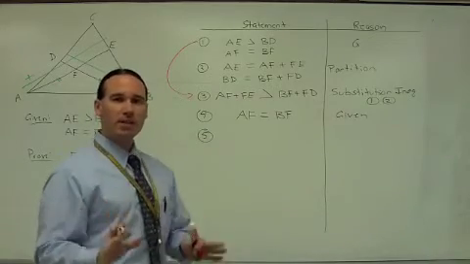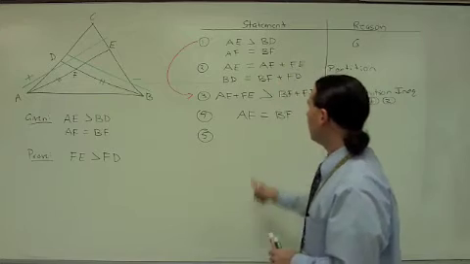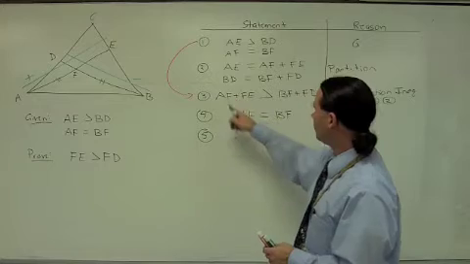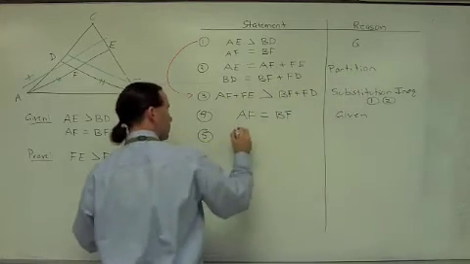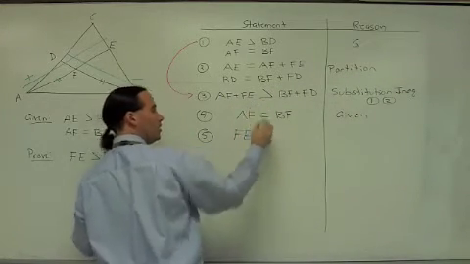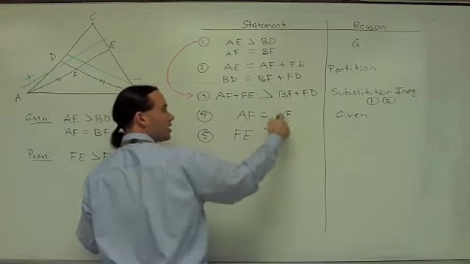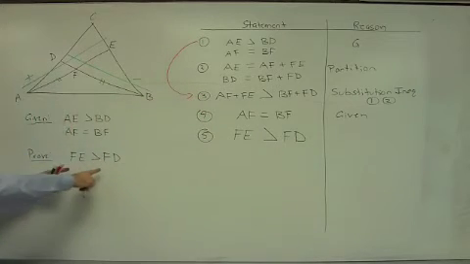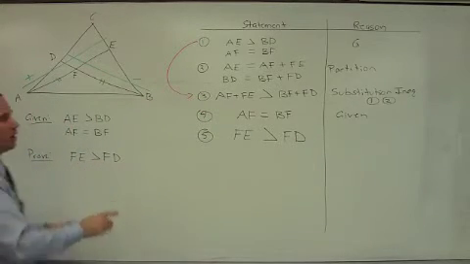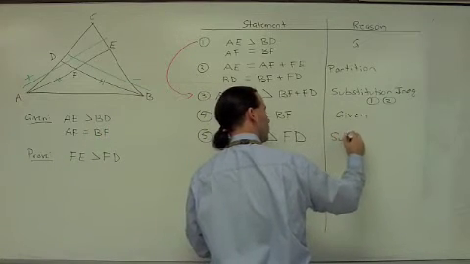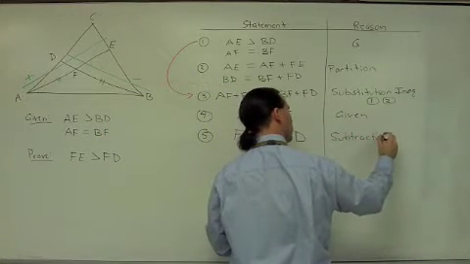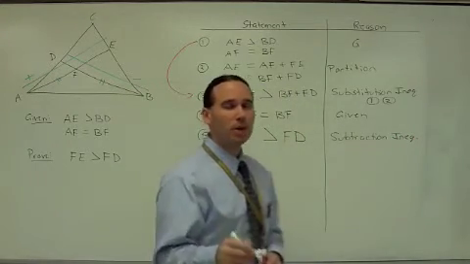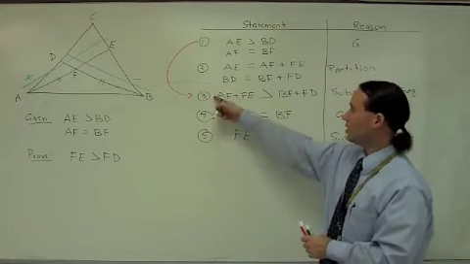Now you're very nicely set up for your subtraction, so you're just going to do it. If we take this line away from this line, it's pretty clear what happens. The AFs cancel out. You get FE over here, greater than. Here the BFs cancel out. You get FD. That's exactly what we're looking for. My reason is subtraction of inequalities, and like any subtraction, you're going to tell me what steps. So in my proof, that's steps 3 and 4.